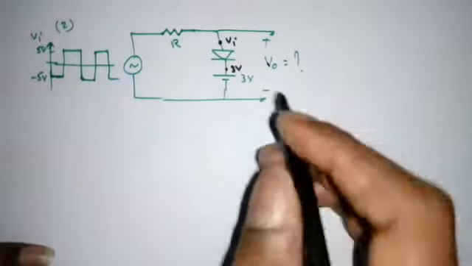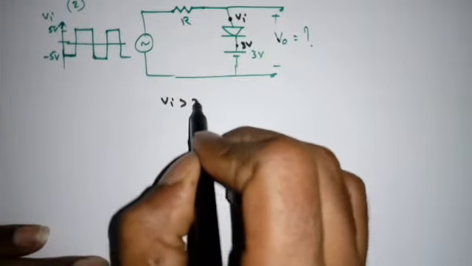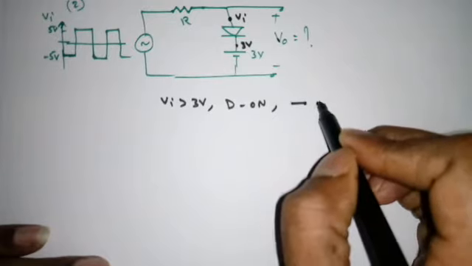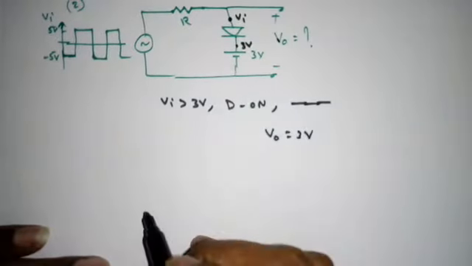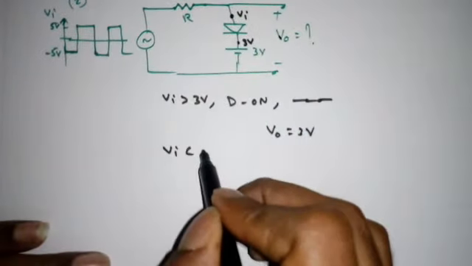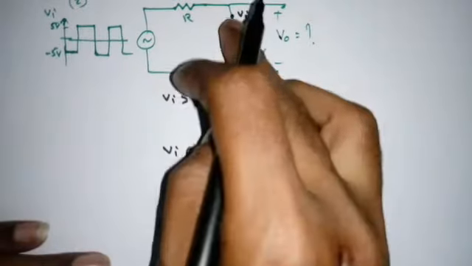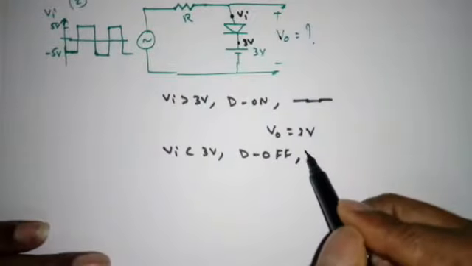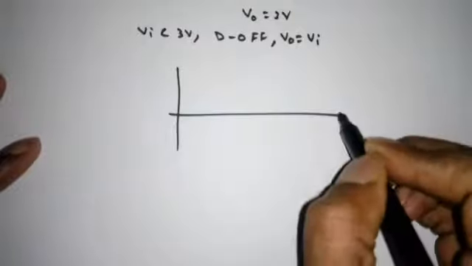So we can analyze on the circuit itself when the diode is ideal. Simple. When Vi is greater than 3 volt, so diode D will be on, replaced by short circuit. So what is V0? Simply 3 volt. No need to draw the circuit. So short circuit, 3 volts. Opposite, when Vi is less than 3 volts, diode D will be off. When it is off, so no meaning of this path, simply V0 is equal to Vi. That's it.